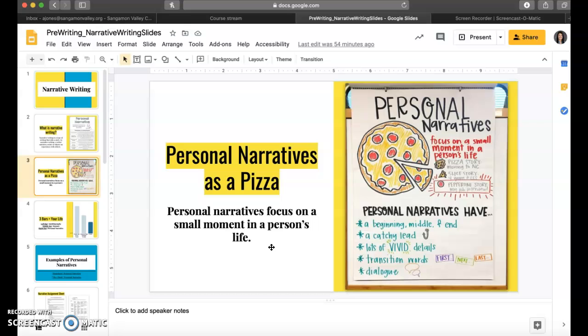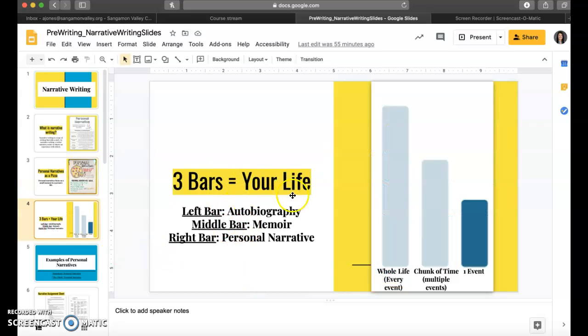So let's go over personal narratives as a pizza. Personal narratives focus on a small moment in a person's life. So a pizza story, this whole pizza would be a story about moving to New NC. A slice story would be 4 years of that. And then a pepperoni story would be the job interview. So pepperoni story is the smallest part of the story. It's just a little part of the story. Personal narratives have a beginning, middle, and end, a catchy lead, lots of vivid details, transition words like first, next, last, and dialogue.